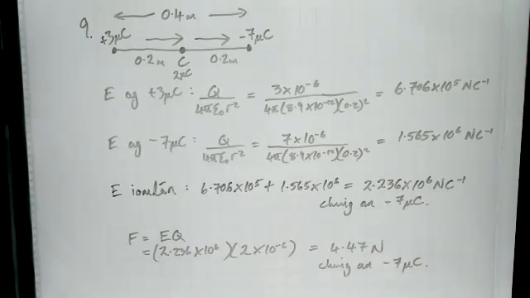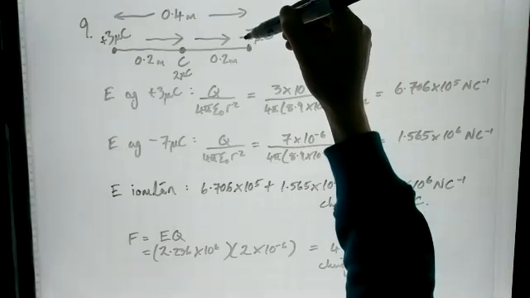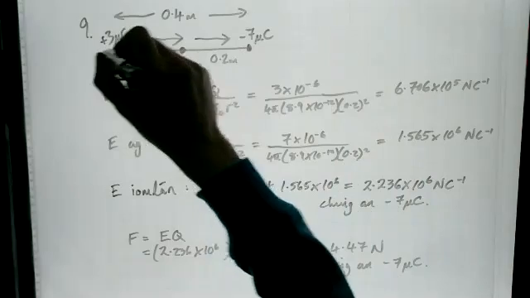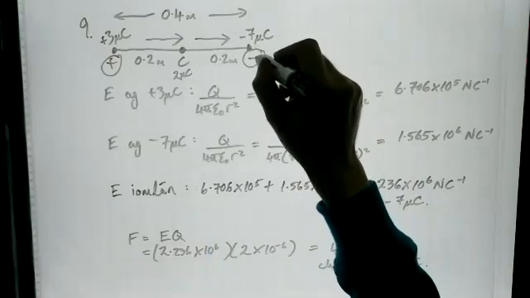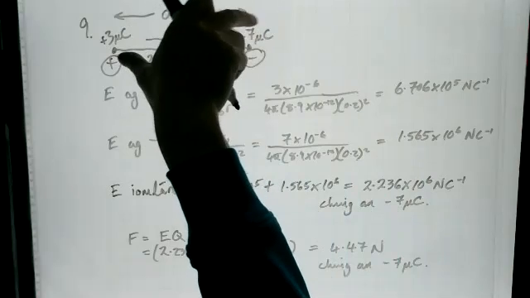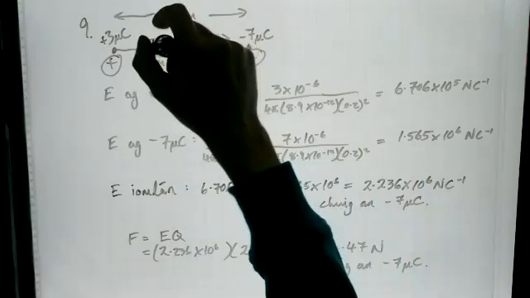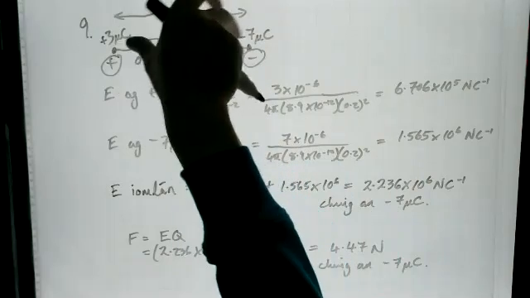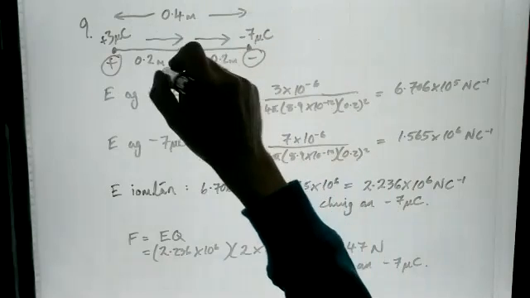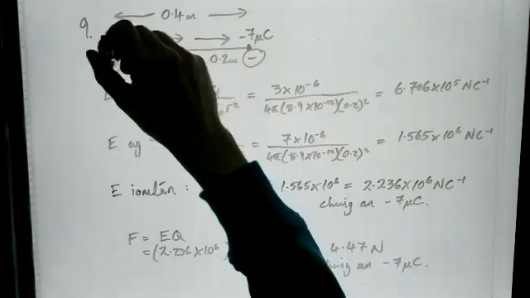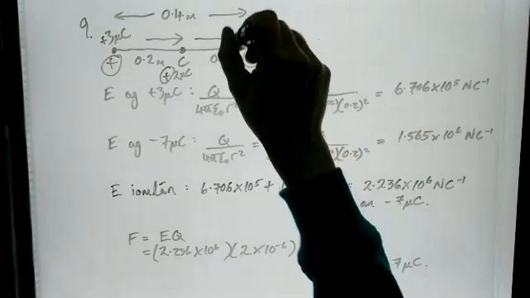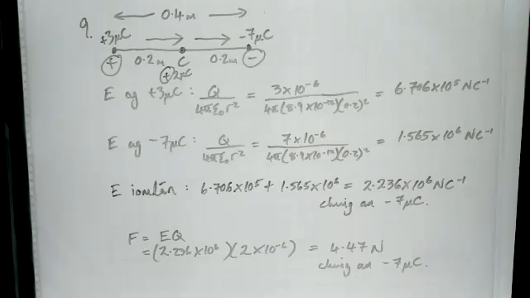Now the other question: what if the charge placed there is negative? The combination of a positive and a negative charge gives attraction in the reverse direction. With the +2 charge it was attraction towards the negative charge, but with a negative test charge it becomes repulsion from the negative charge, which gives you a repulsion of 6.706.